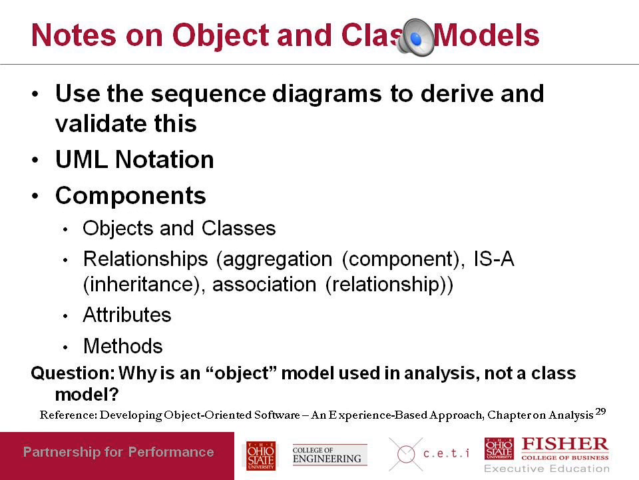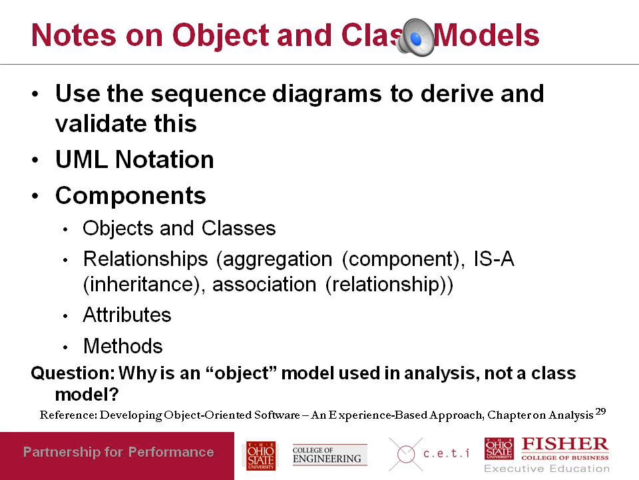And here are some notes on object models. So as I said before, when you create these object models, use the sequence diagrams to derive and validate this. Use UML notation. Components of your object model will be objects of certain classes, relationships among them, attributes and methods.